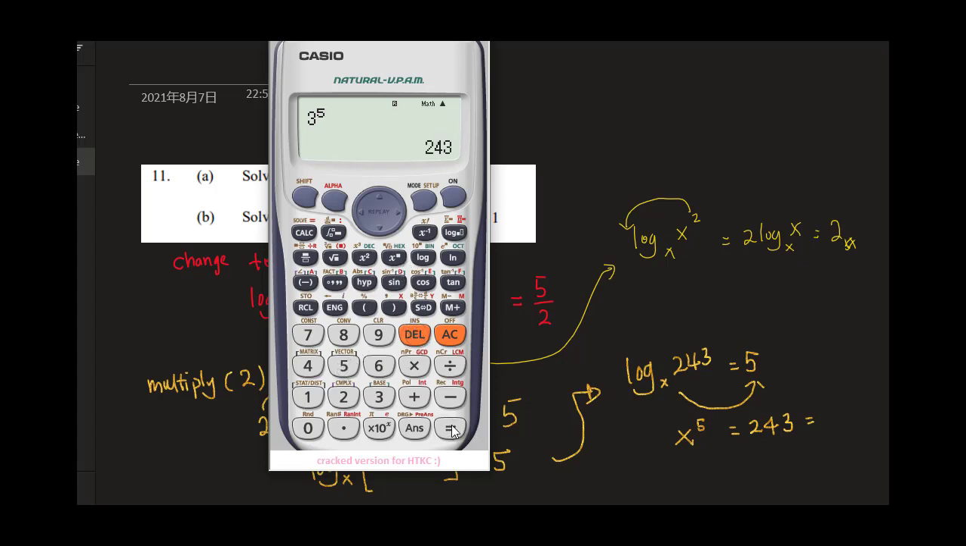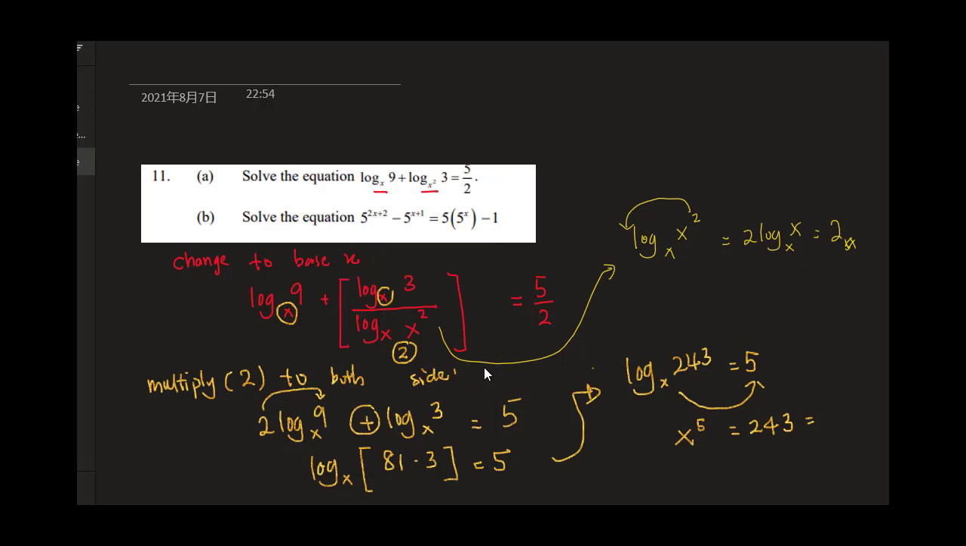It's 243. You can start from the prime numbers 2, 3, 5 and try by trial and error. It's 3 to the power of 5. Therefore x equals 3. It's quite simple. If you still have any questions, please ask further about the equation of logarithm. That's all for today. See you back.